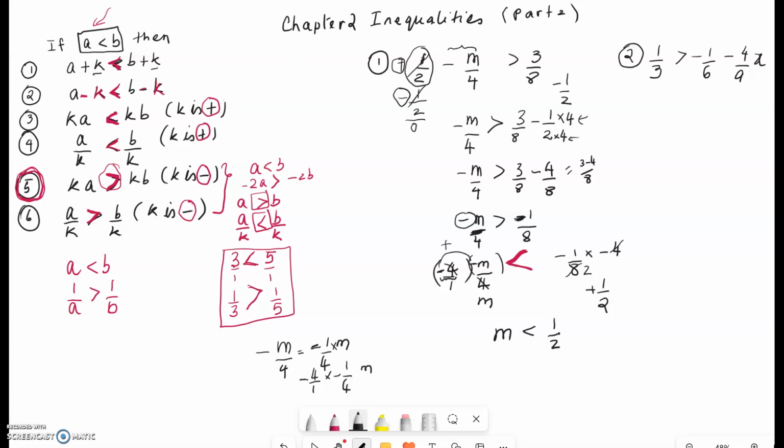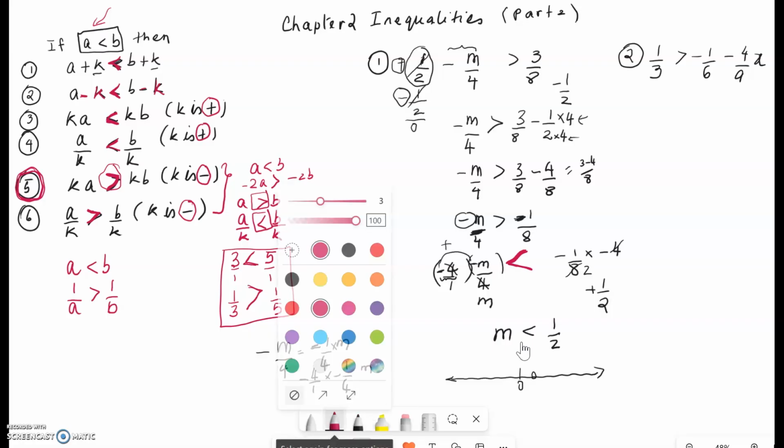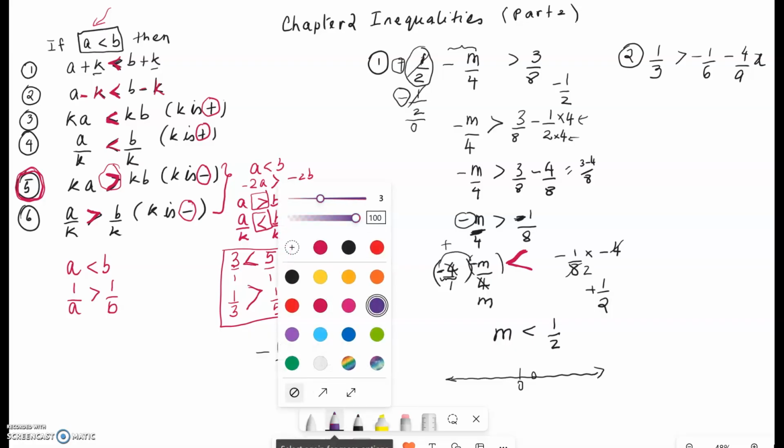What does this really mean? Let's look at the number line. If you have to graph this on the number line, it is this. Half is to the right of 0. So let's say this is a half. Everything to the left of half is counted. Everything, which means it goes to negative infinity.